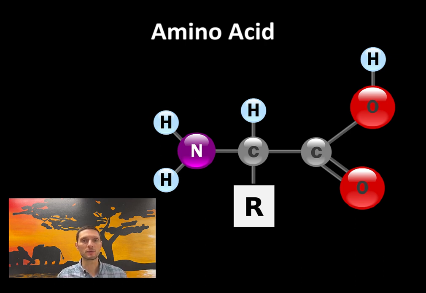That's a nitrogen with two hydrogens, an amine group, with a carbon in the middle that has a hydrogen and an R group, and then lastly a carboxylic group, which is a carbon with a double bonded oxygen and a hydroxide, an OH, attached to it. What makes each amino acid different is what's attached at the R group. It could be as simple as a hydrogen, it could be a carbon with three hydrogens attached to it, a number of different possibilities, but that's what makes each amino acid different.